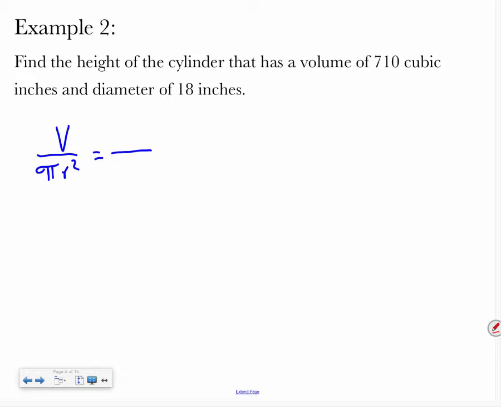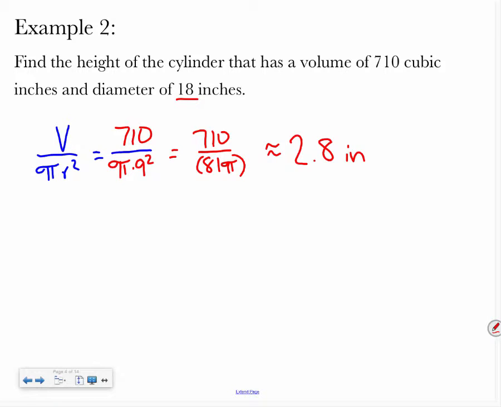We know our volume of this cylinder is 710, so we put that on top. And then down below we have pi. Then we have a diameter of 18, which means our radius is 9, and then we square that. So we have 710 divided by 9 squared, that's 81 pi. So 710 divided by 81 pi. Remember, if you're plugging this into a calculator, you need to use parentheses around 81 pi. Otherwise, you're going to get 710 divided by 81 times pi, which is not the same answer. So hopefully you ended up with approximately 2.8 inches for the height of that cylinder.